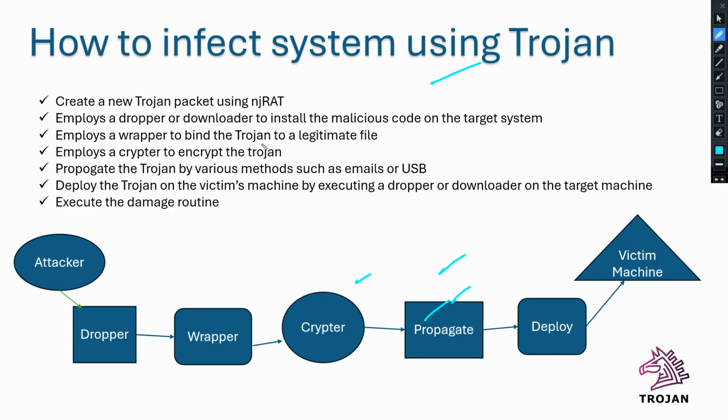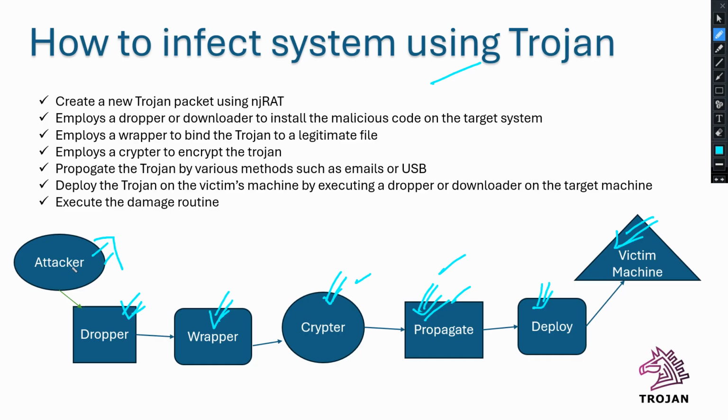These are the steps. First, here you can see this is an attacker. Then we need a dropper, a wrapper, a cryptor, propagate, deploy, and the victim machine. It clearly indicates we need all these things to infect a system using a Trojan. Let me brief one by one what these stages are. You can consider it as a cycle also.